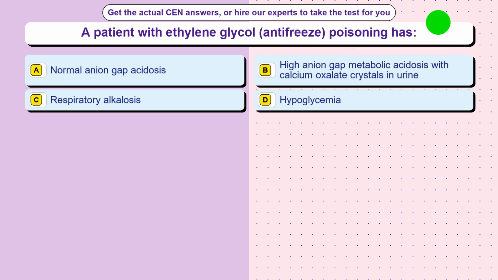Question 95. A patient with ethylene glycol, antifreeze, poisoning has Option A, normal anion gap acidosis. Option B, high anion gap metabolic acidosis with calcium oxalate crystals in urine. Option C, respiratory alkalosis. Option D, hypoglycemia.